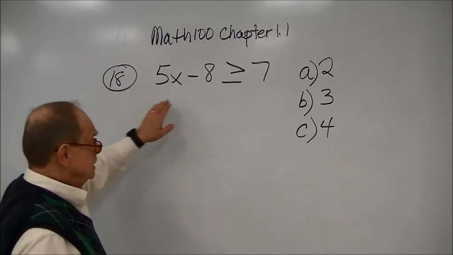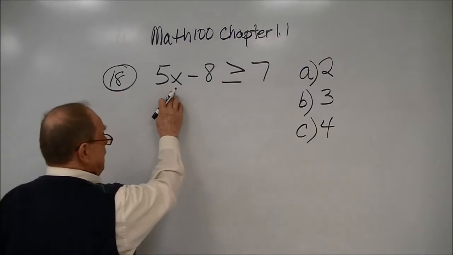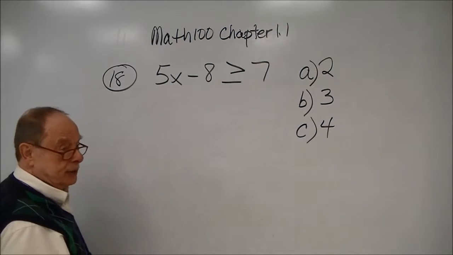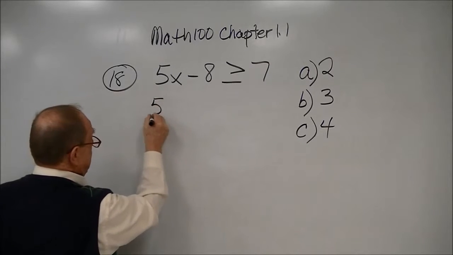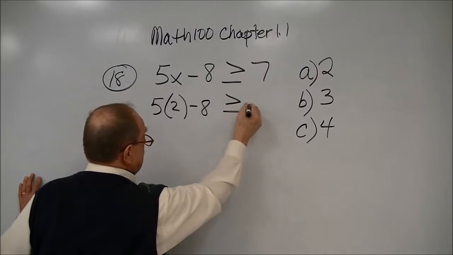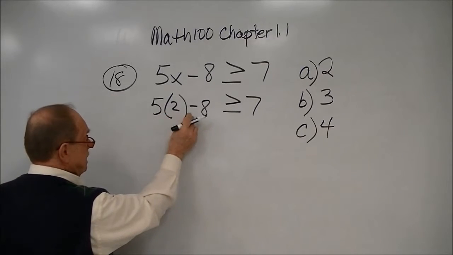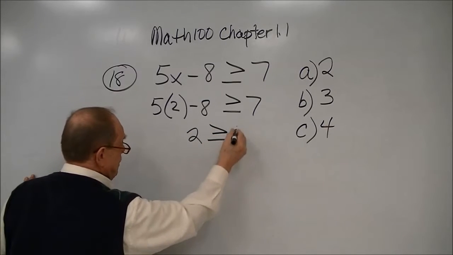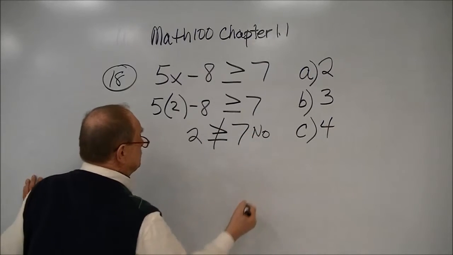This next one is an inequality, where we want to see if we replace the variable x by those numbers, is this still a true statement? So our technique is similar. 5 times 2 minus 8, is that greater or equal to 7? Well, this is going to be a 10. 10 minus 8 is going to be 2. Is that greater or equal to 7? No. So this would be no.